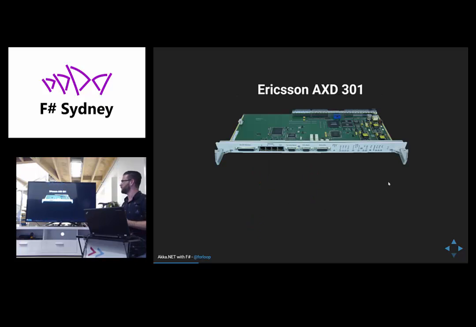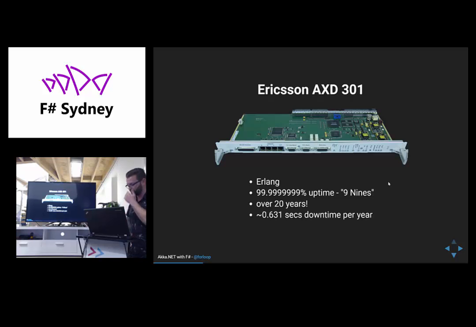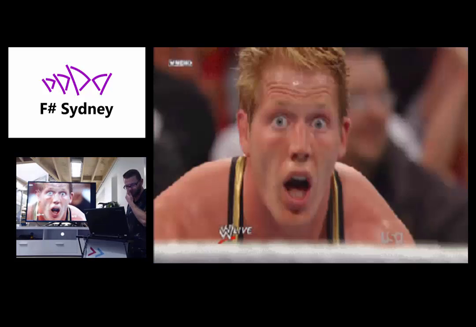Probably the most famous example of this is the Ericsson AXD 301. It's an actor architecture, written in Erlang. It managed to achieve in its lifetime 99.9999999% uptime, nine nines, and that is over 20 years. So this is not individual machines here, this is the overall architecture, the overall service uptime. And for those doing the maths there, that is 0.631 seconds of downtime per year for that system. So pretty phenomenal. Will you let that sink in for a minute?